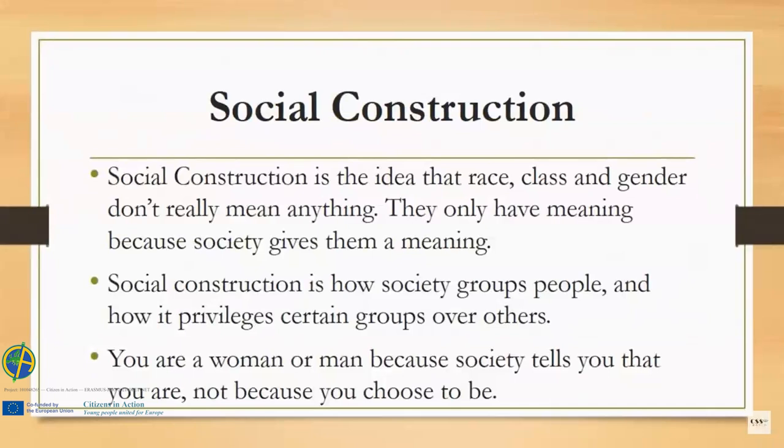Social construction is the idea that race, class, and gender don't really mean anything. They only have meaning because society gives them a meaning. Social construction is how society groups people and how it privileges certain groups over others. For example, you are a woman or man because society tells you that you are, not because you choose to be. Just like it tells you what race you are classified as and what social class you belong in. It is just a social process that makes us differentiate between what is normal and what is not normal.